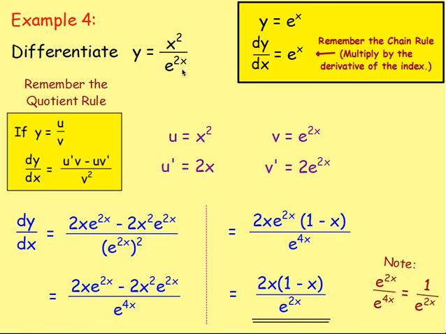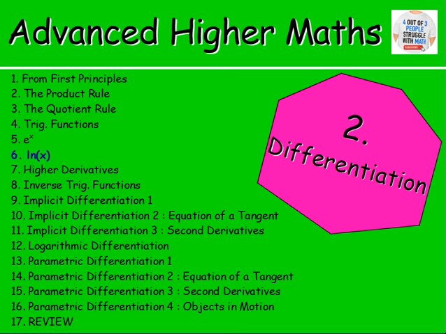It's one function in terms of x divided by another function in terms of x, so you know it's the quotient rule. Work out u dash and v dash, and then we just have u dash v minus uv dash over v squared. Sub in all the values and simplify, take out any common factors and so on. Note here, if we've got an e to the power of 2x divided by e to the power of 4x, well, that will become 1 over e to the power of 2x.